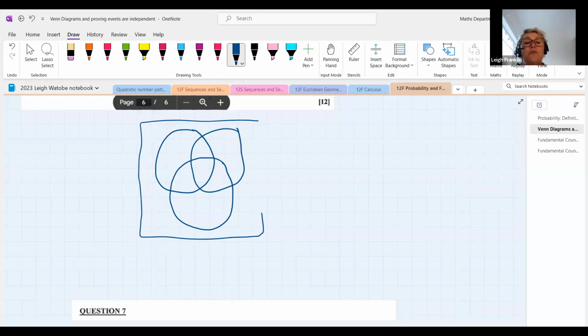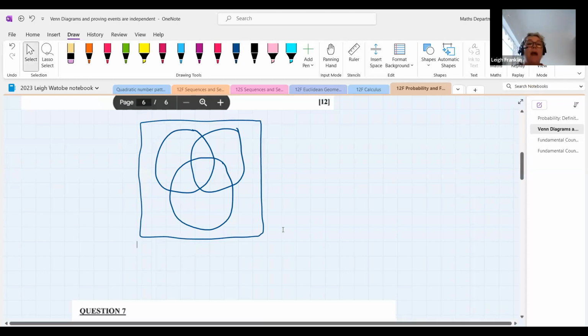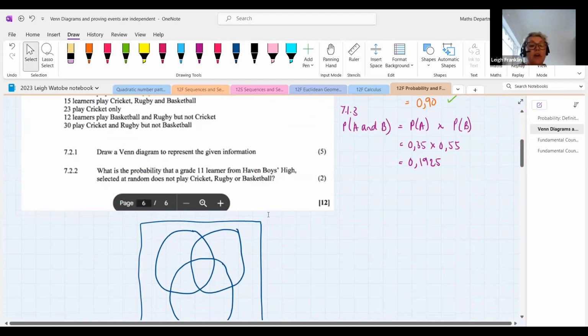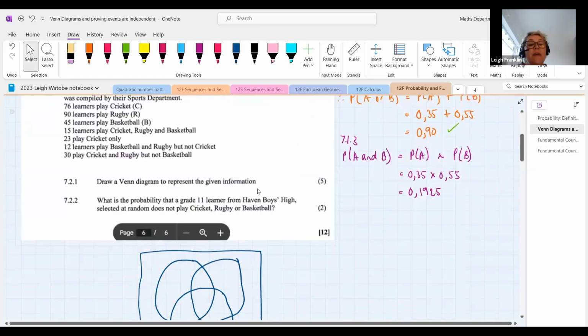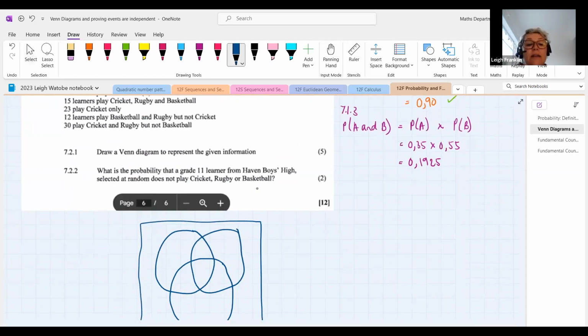Obviously you guys would use a ruler. I'm not using a ruler, I'm doing this freehand on my pad, so that makes it a little bit more difficult. Then the other thing that you should write down is the number that you have in your sample space. So in this case, we have 150 learners.